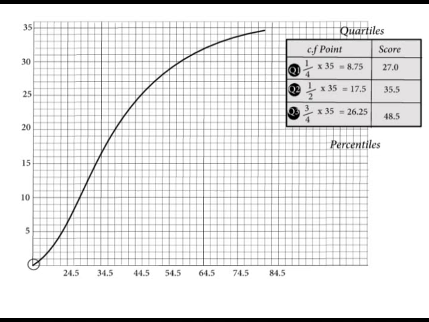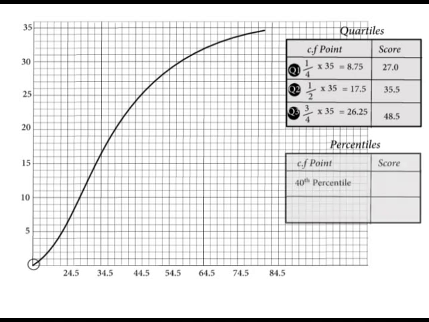When we want to find a certain percentile, we calculate the cumulative frequency that corresponds to that percentile. For example, let's find the 40th percentile of our data. We have 35 parts, so 40 over 100 times 35 is 14. So the 40th percentile corresponds to cumulative frequency 14. We draw that line to meet our cumulative frequency curve and read the value down. It's 32.0.